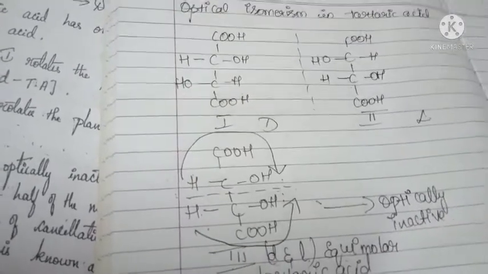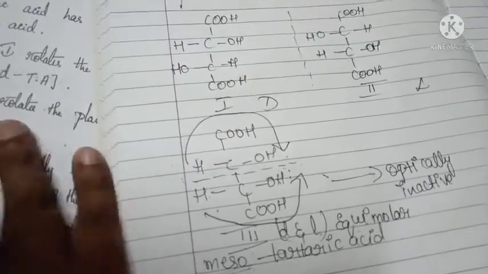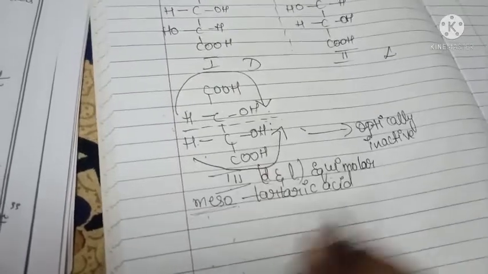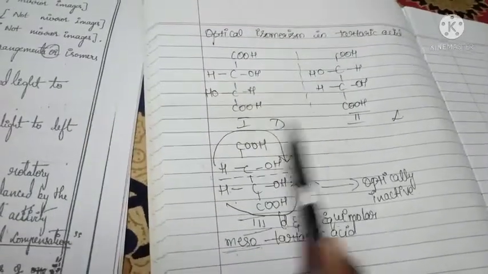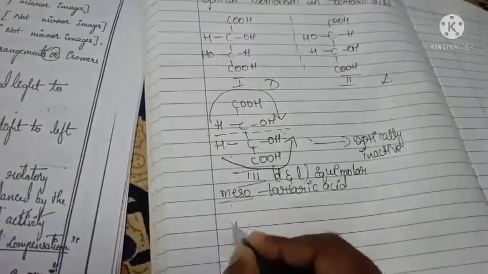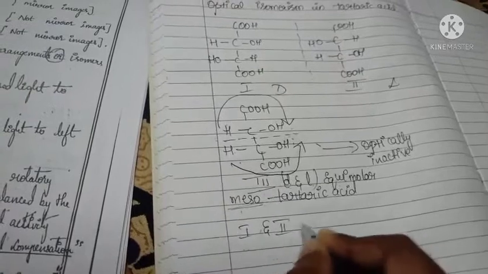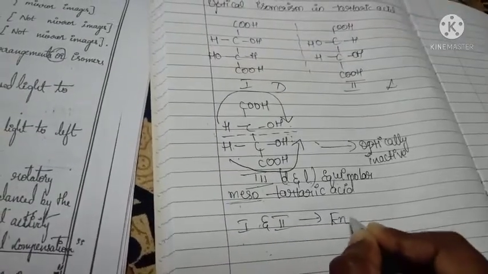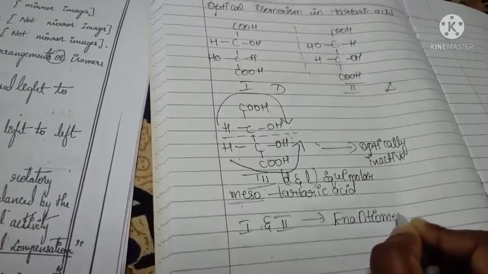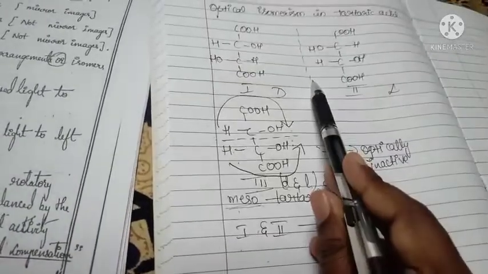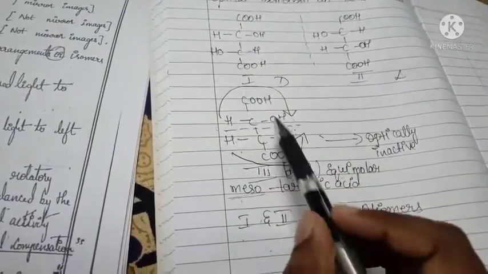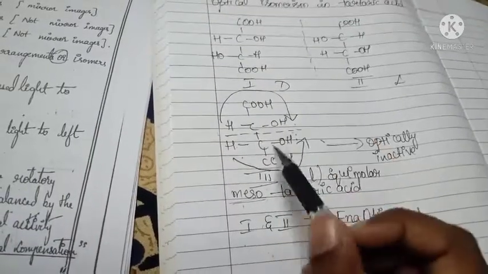Okay, so in that you have to observe here the first and second. The first structure and the second structure, both are enantiomers. Is it right? It means it has a mirror image, no plane of symmetry. Then we are comparing first and third, second and third.